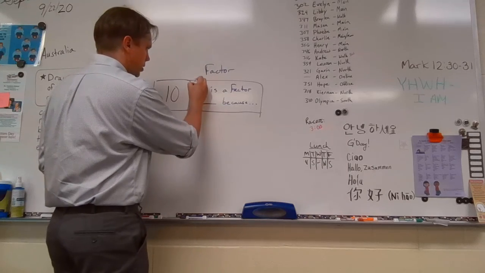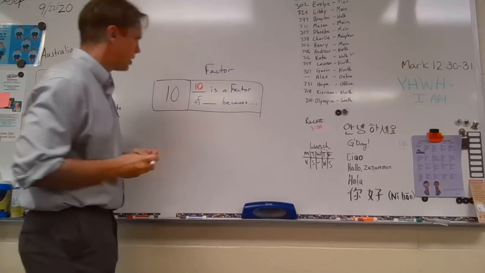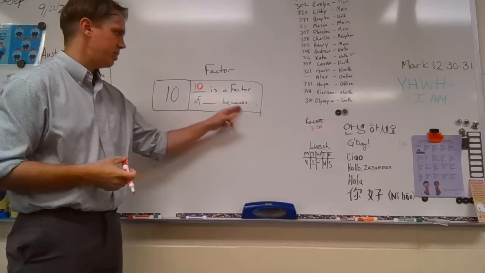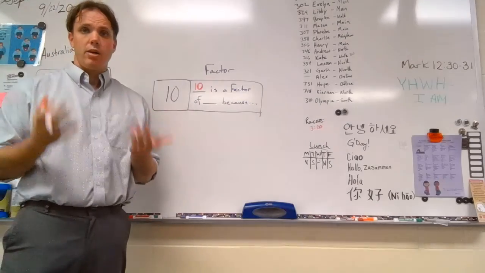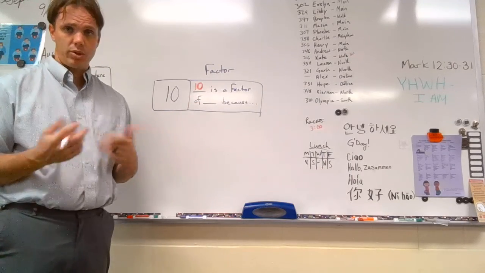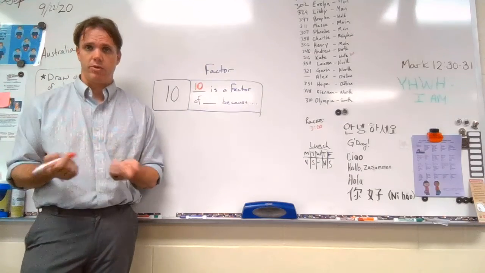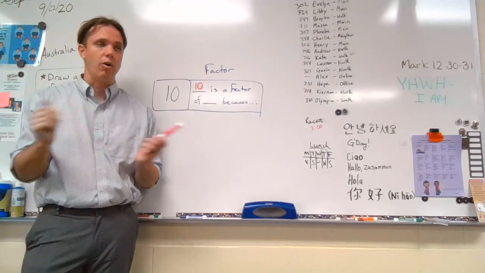So 10, hopefully that shows up. 10 is a factor of blank because, and then reasons. So the first thing we have to ask is, what is 10 a factor of? Which means that we have to know what a factor is. Hopefully those of you out there in internet land are saying, oh, I know what a factor is.